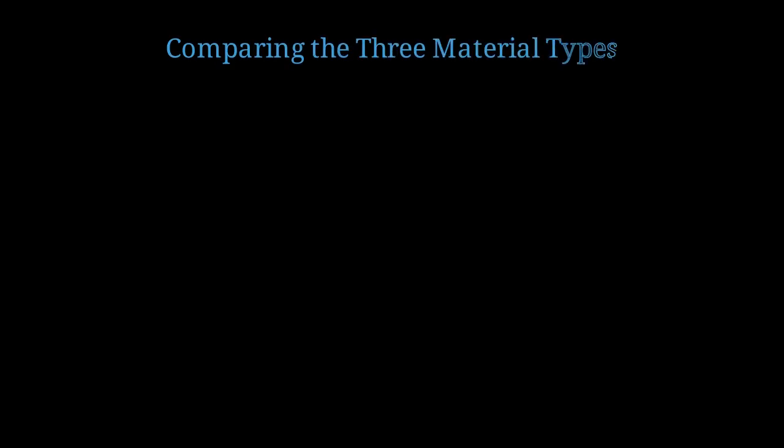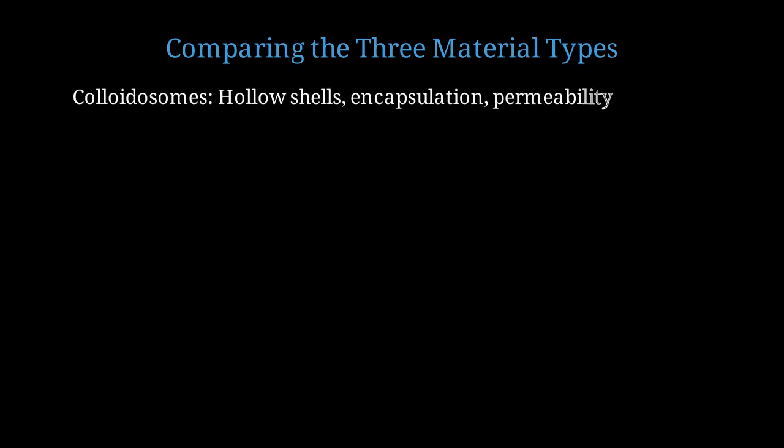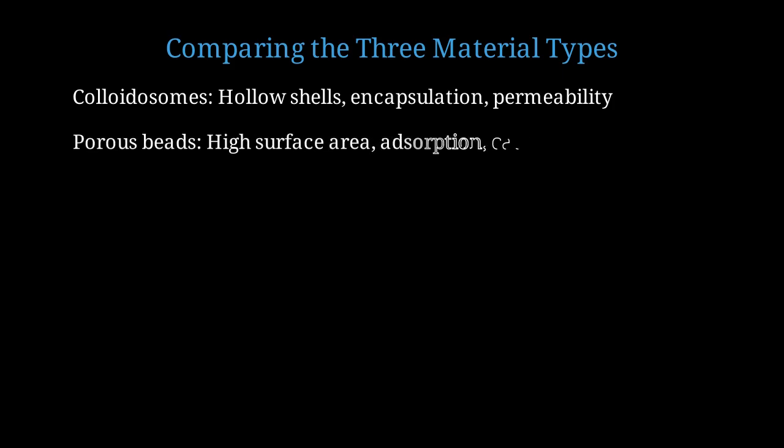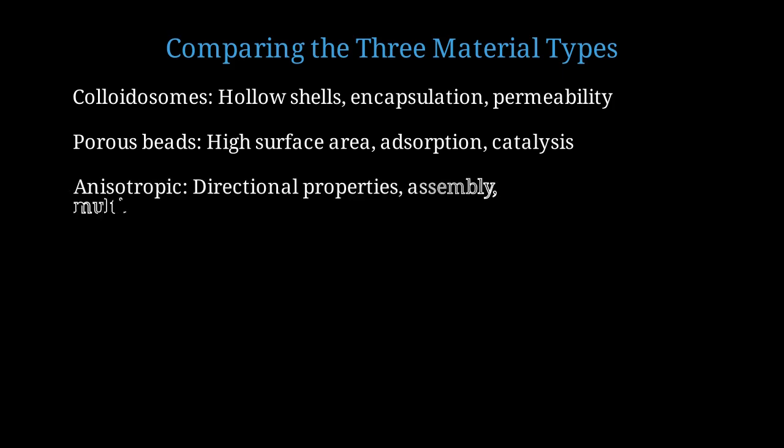Let's compare our three material types: colloidosomes, porous beads, and anisotropic particles. Each has distinct advantages. Colloidosomes excel at encapsulation with controlled permeability. The hollow interior provides cargo space, while the porous shell allows selective transport. Porous beads offer maximum surface area for applications requiring high-capacity adsorption or catalyst loading. Anisotropic particles provide directional properties and can be designed for specific assembly behaviors or multifunctional capabilities.